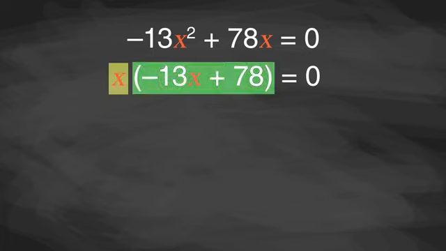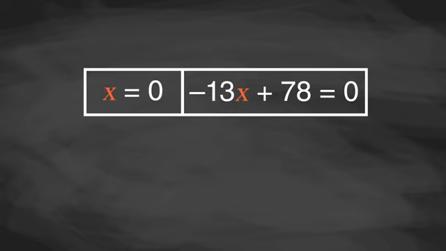Now there are two terms, x and the quantity -13 times x plus 78. One or both factors must be equal to 0. Why? Because the product of two numbers can only be equal to 0 if one or both numbers are also equal to 0. This means that either x is equal to 0 or the quantity -13 times x plus 78 is equal to 0, or they both are.